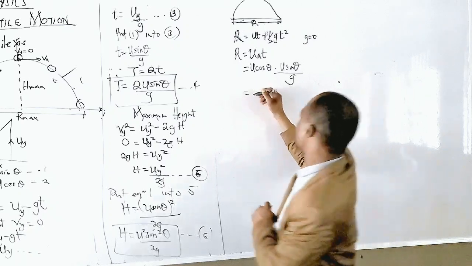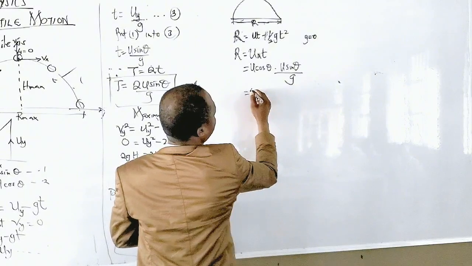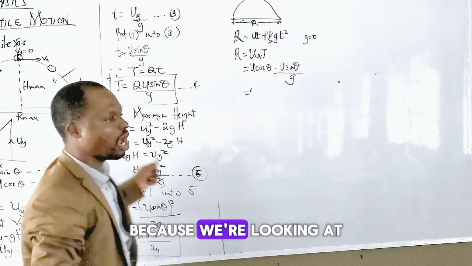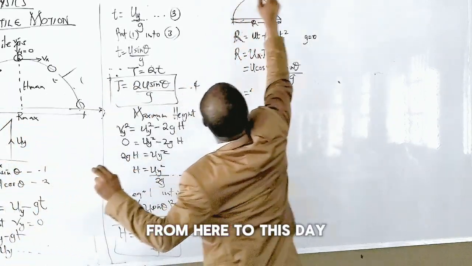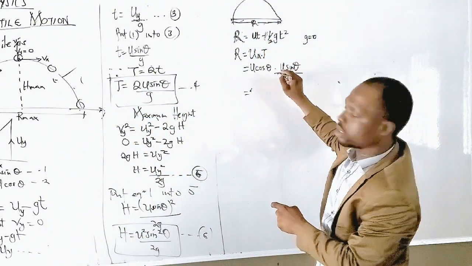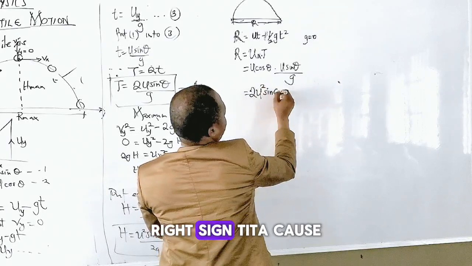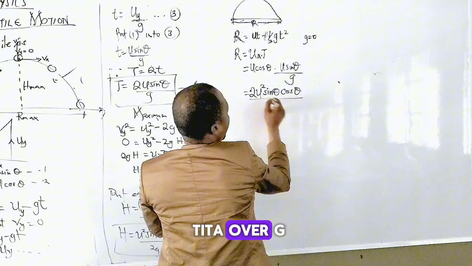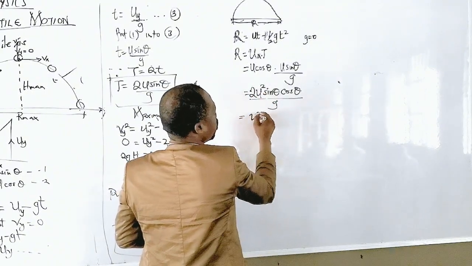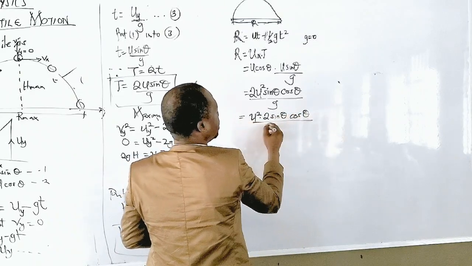This will become 2u squared cos theta sin theta over g. Note this t is not the small t, it is the bigger T, because we are looking at the time from here to this place, not the time to this place. So we are using equation 4 in this. So we have 2u squared sin theta cos theta over g. I can bring this 2 inside and say this is u squared times 2 sin theta cos theta over g.